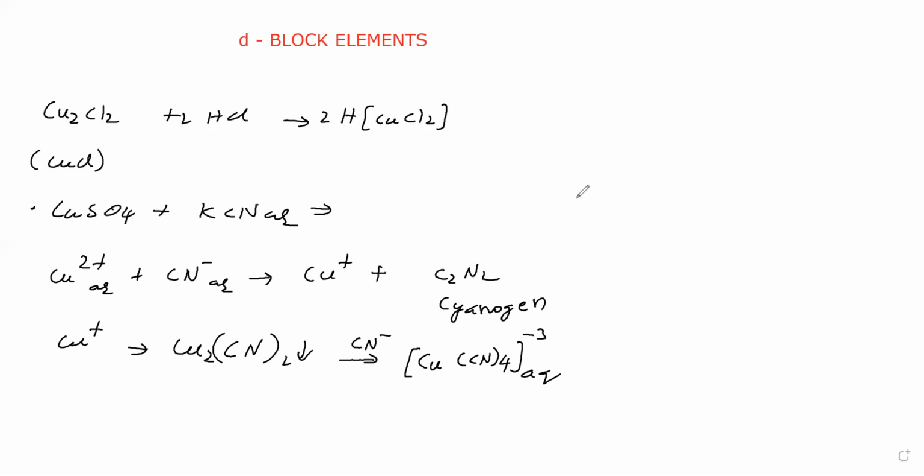Okay. Next, CuCl2 exists, or CuCl4 2- exists, but CuI2 or CuI4 2- does not exist. We are saying that CuCl2 exists, CuCl4 2- exists, but CuI2 does not exist, CuI4 2- does not exist.